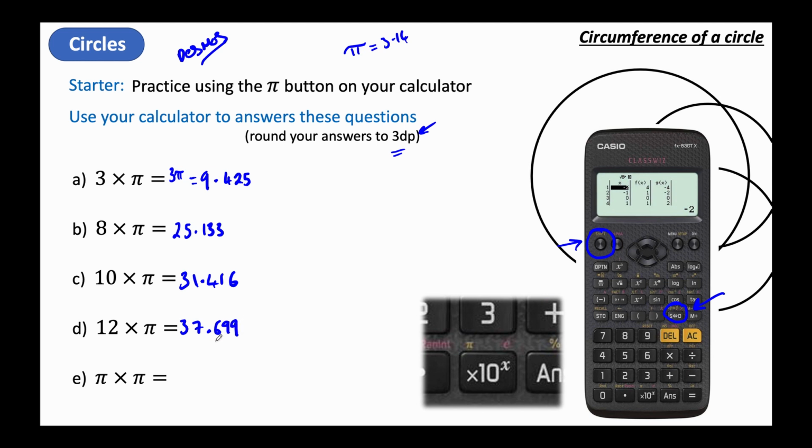And lastly, pi times by itself, so this is pi squared, is 9.870, because the next number would have been a 9, and if you look at your display, you'll see what I mean, but it rounds up to 870, because you need to round up the last one. Okay, well, anyway, good practice for using pi.